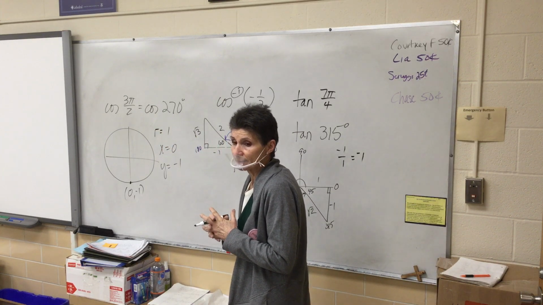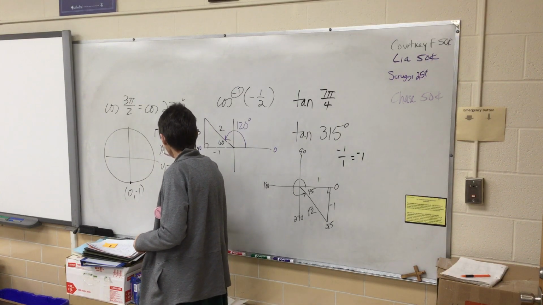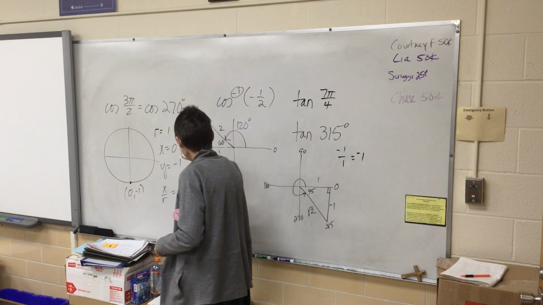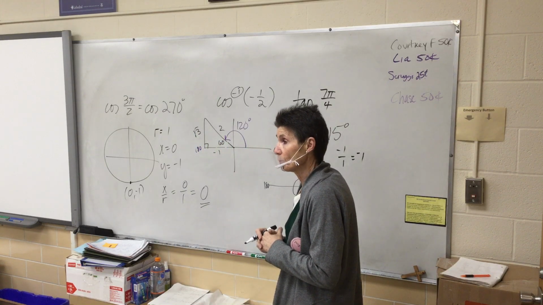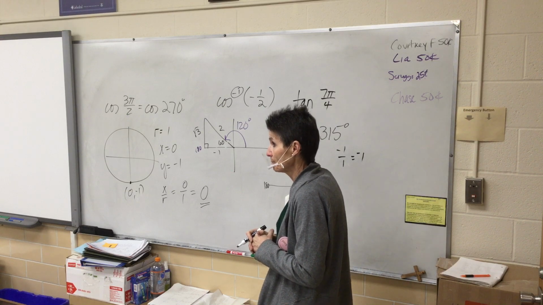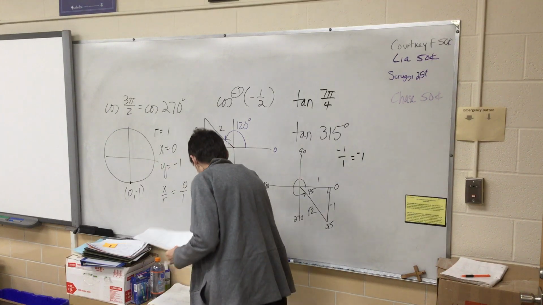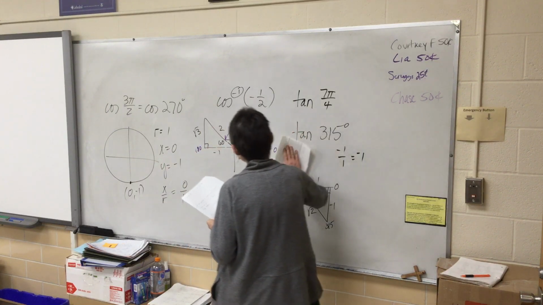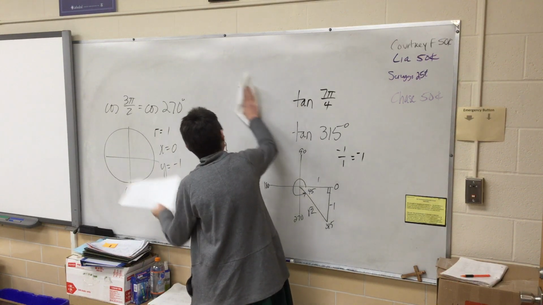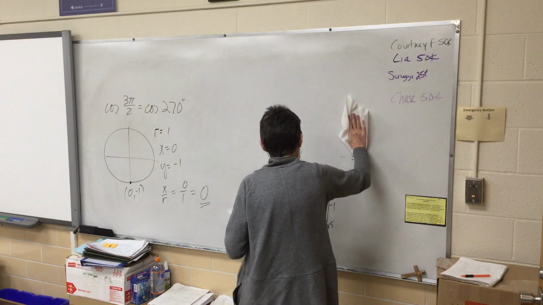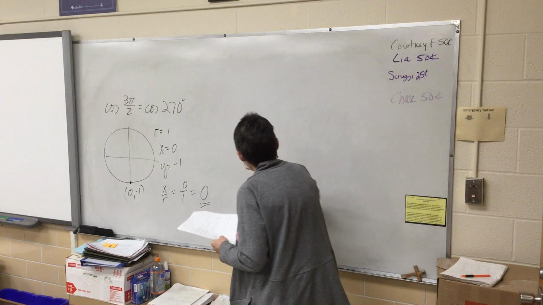What is cosine? X over r. So if I put x over r, 0 over 1, that is not undefined. 0 over 1 is okay. 0 over 1 is 0. X over r. Remember, if you draw your angle and you land on an axis, then you have to use the circle. You can't draw a triangle if your angle lands right on an axis.